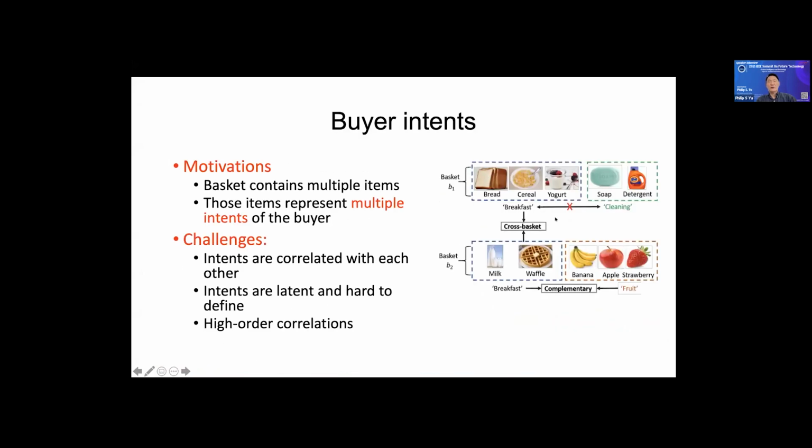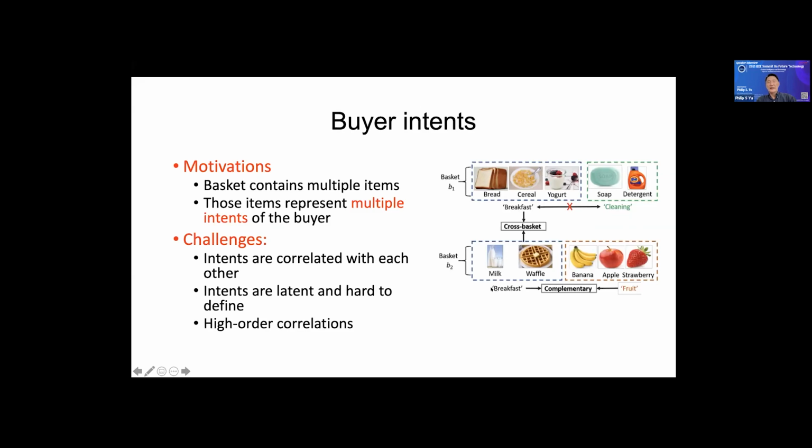Okay. So if you look at person A, that is his basket. It contains, for example, bread, cereal, and yogurt. All those things are related to breakfast. Then he also buys soap and detergent, which are cleaning products. So if you look at this particular basket, you actually see two intents: one is breakfast related, the other is cleaning related.